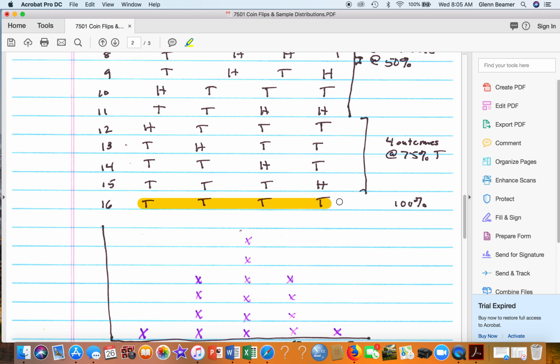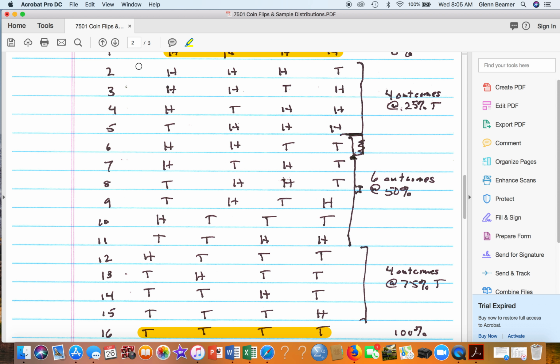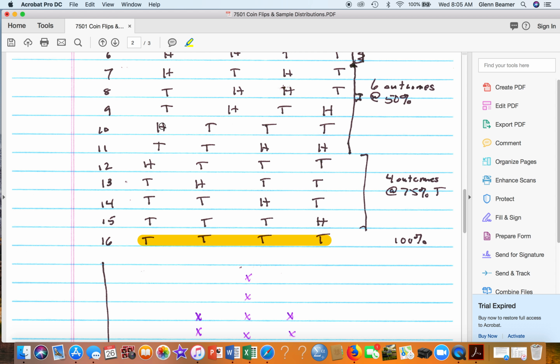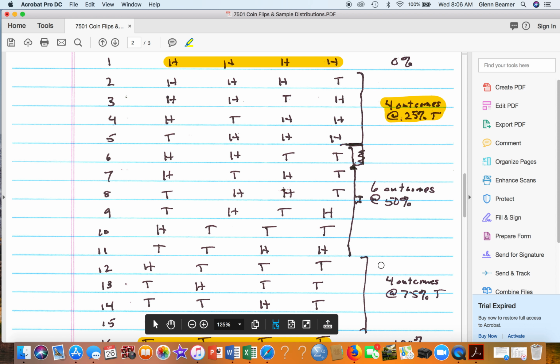If you think of the normal distribution, we talk about what percentage of the distribution lies beyond a certain point. Well, you have 14 intermediate outcomes, outcomes 2 through 15, which are anywhere from 3 heads and 1 tail to 3 tails and 1 head. And so those outcomes will be more the center of the distribution. And then we have 4 outcomes that are at 25% tails, and we similarly have 4 outcomes that are at 75% tails.